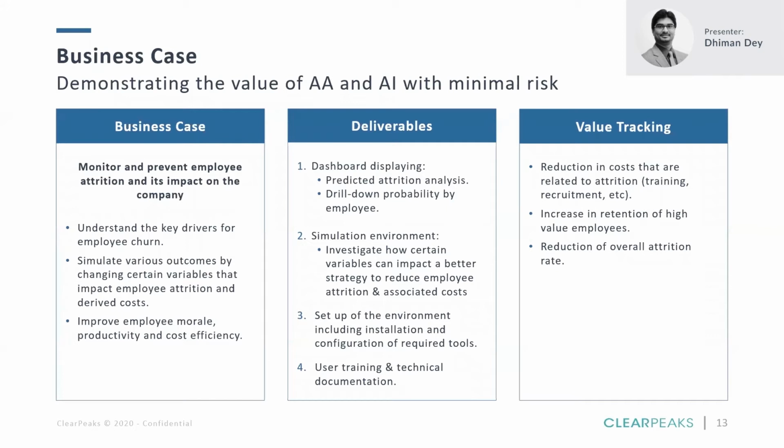So value tracking is very simple. First of all, you get full visibility towards the insight around employee attrition, whether it's the amount of people leaving, or the percentage of people leaving, or what are the cost impacts, how do you retain and try to increase the retention of high value employees, and overall, reducing the cost impact and the business value impact that you have due to employee attrition.